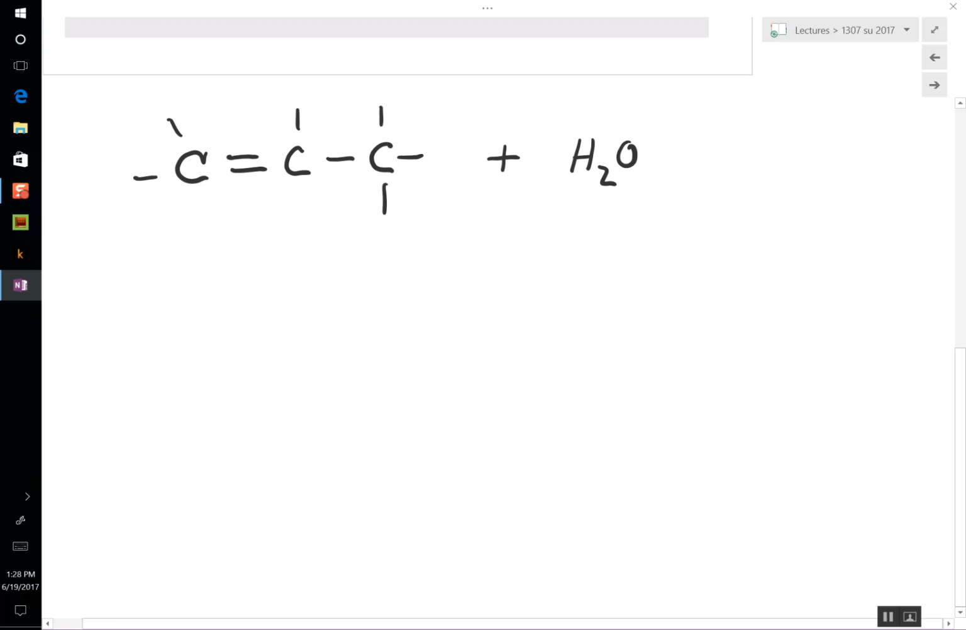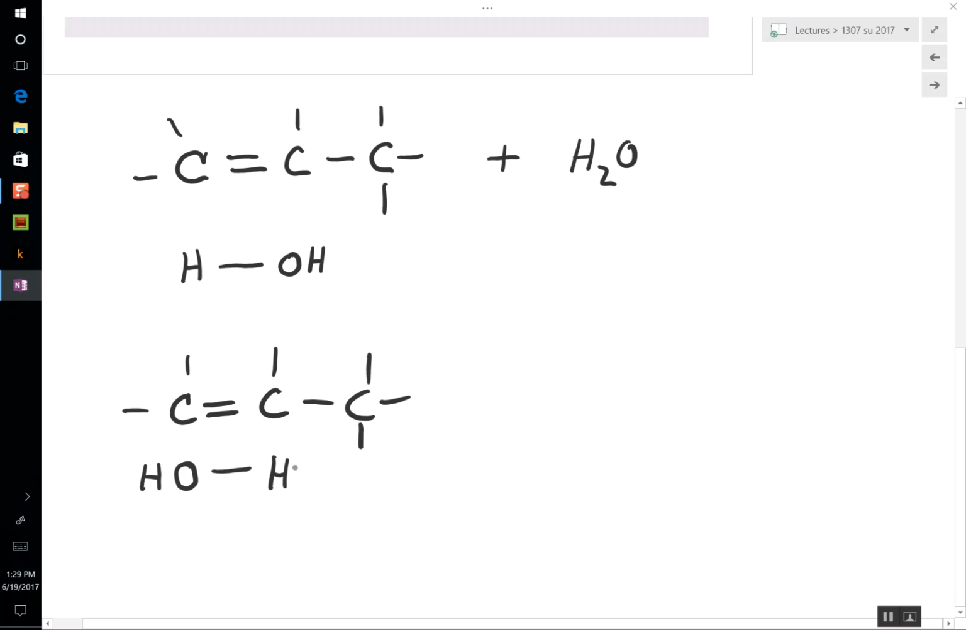So let me erase that for a minute and just put it over here. I could have this situation, or I could have, there's two things that could happen here. I could have this situation. It's still water, but there's two ways this water could approach that double bond. Could approach this way, and what am I going to get?